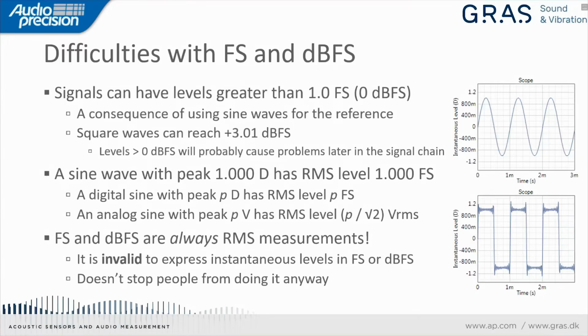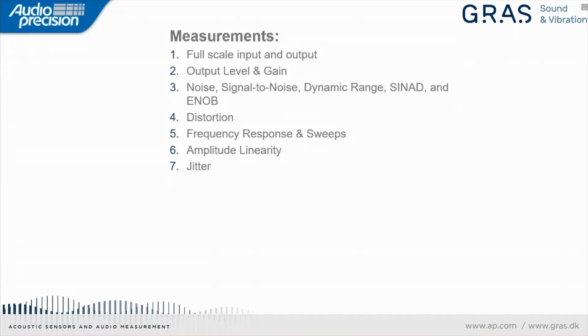And the second is plotting things instantaneously, for example, in a time domain view. In a time domain view, we're looking at instantaneous levels, and in that case, we can only use an instantaneous amplitude unit, which for AP is D.